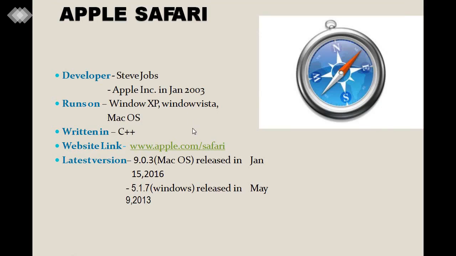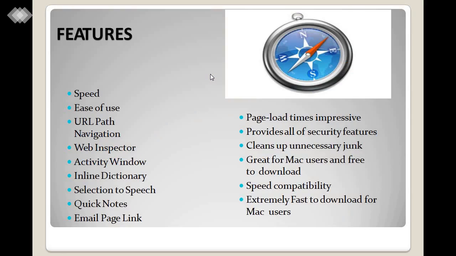Now the developer was Apple Inc. in January 2003, and it runs on Windows XP, Windows Vista and Mac OS, written in C++. The website link is www.apple.com/safari, and its latest version was released on 15 January 2016 for Mac OS, and for Windows on 9th May 2013. So let's learn about some features of Apple Safari.